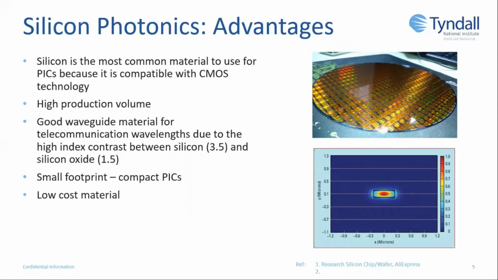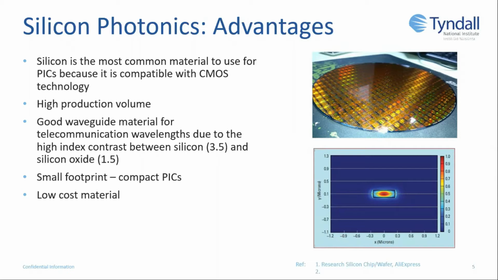Silicon also has really small dimensions. For example, if you want to design a silicon waveguide that only supports the fundamental mode, the height would be about 220 nanometers, and it would be about 400 or 500 nanometers wide. So you'll have very compact silicon devices. Because of the small footprint and the CMOS compatibility, silicon is a low-cost material, and it's also highly abundant. It is, in fact, the second most abundant element on the Earth after oxygen.